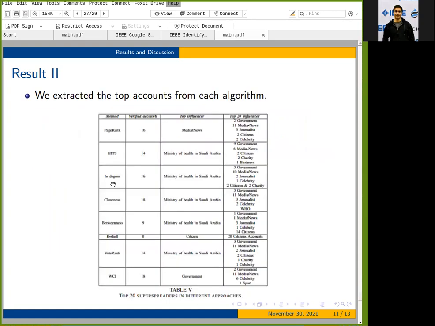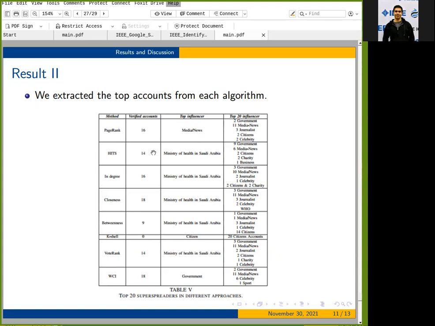And here we extracted the top accounts from each algorithm. As you can see, for PageRank, of the most important accounts, the most important nodes in the network, 16 of them are verified accounts. And the top influencer account is media and news. These are the categories for the top 20 influencers: 2 of them are government, 11 are media and news, 3 are journalists, 2 citizen, and 2 celebrity. And for your information, PageRank, as I mentioned, is used by Google for ranking searches over the internet.